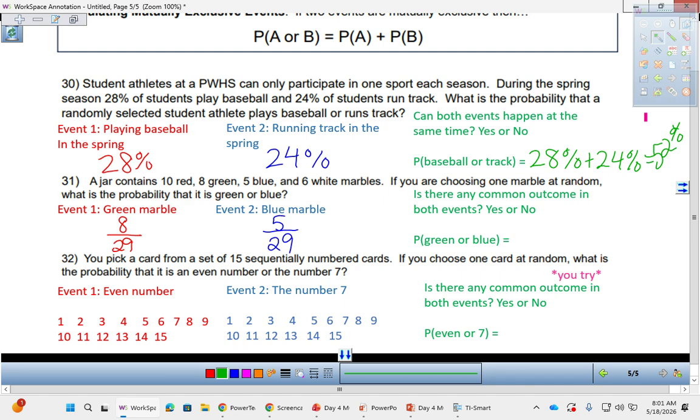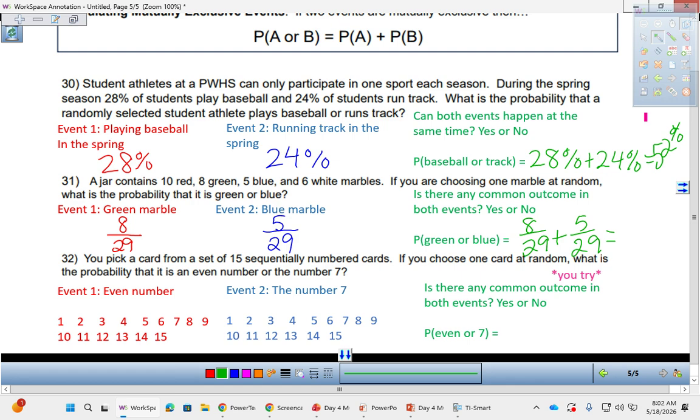So the probability of one or the other is adding them together. If I was doing 2 picks and I wanted to find the probability that my first pick was green and then my second pick was blue, I would multiply them. Multiple events happening is multiplication. Only one's happening here. I'm only choosing one marble. So I'm going to add them. 8 29ths plus 5 29ths. When you add fractions, you keep the denominator the same.